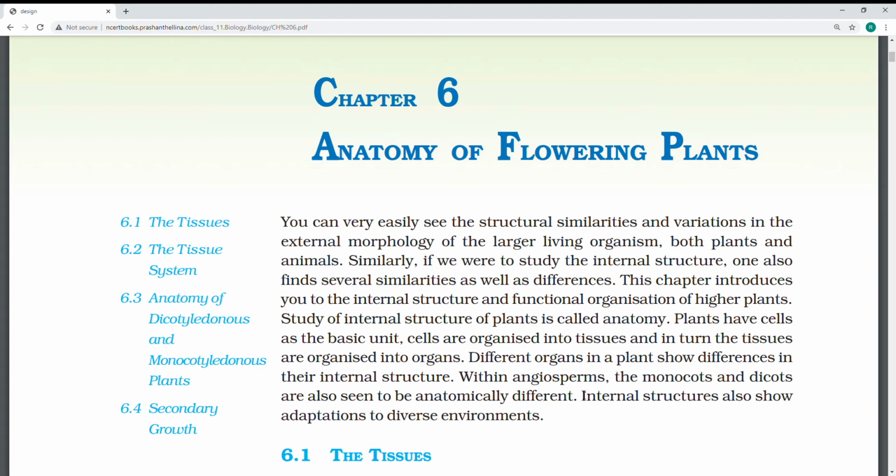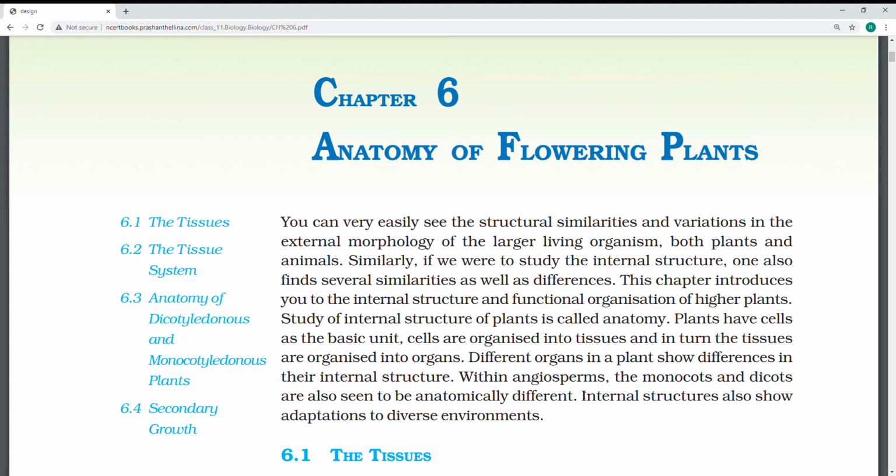If you cut a stem or leaf or root with the blade and keep one thin slice on the slide and observe under the microscope, you can see the different arrangement. Regarding that, we are going to discuss today. Anatomy means nothing but the internal structure of the plants. So the plant tissues, what is involved in it, the tissue system, and the anatomy of dicot and monocot plants we are going to discuss.